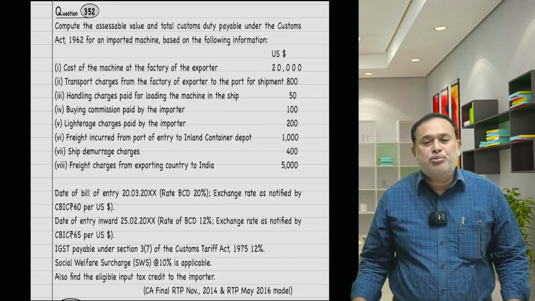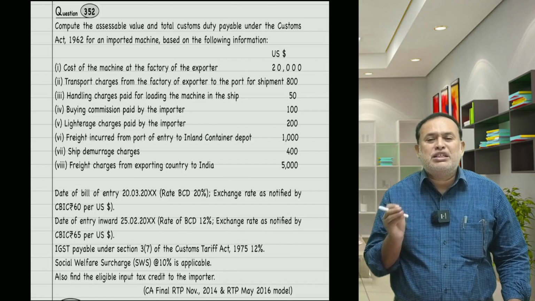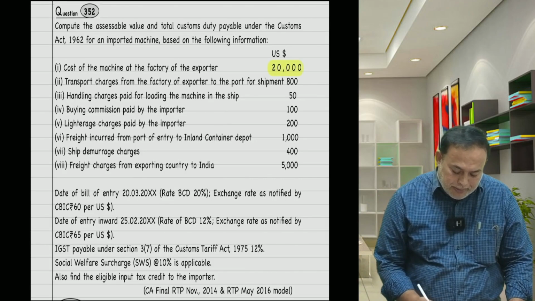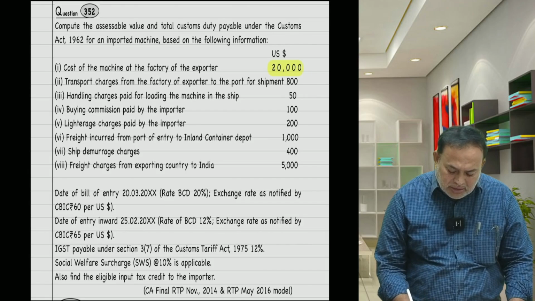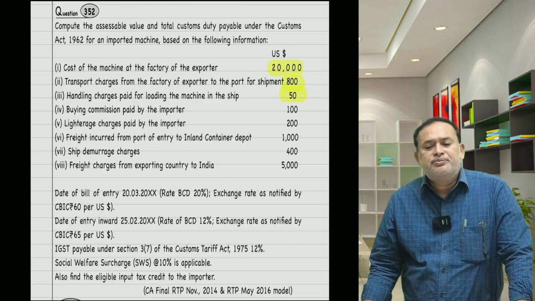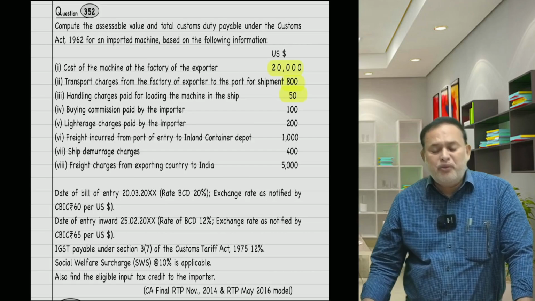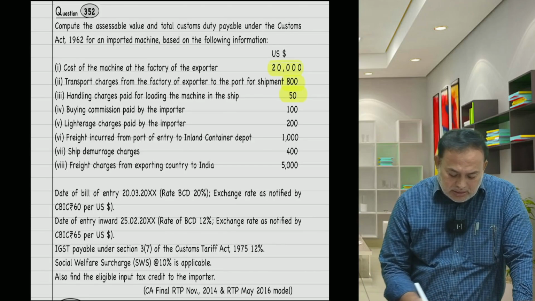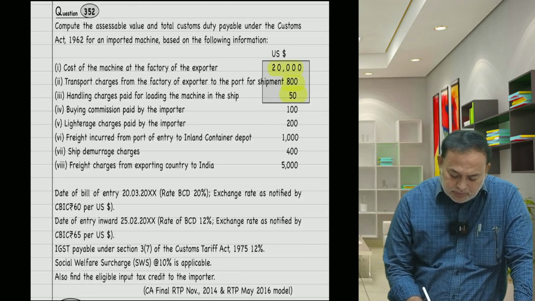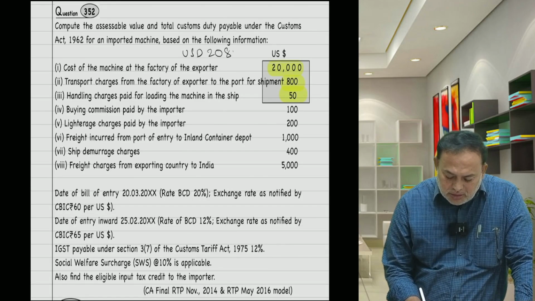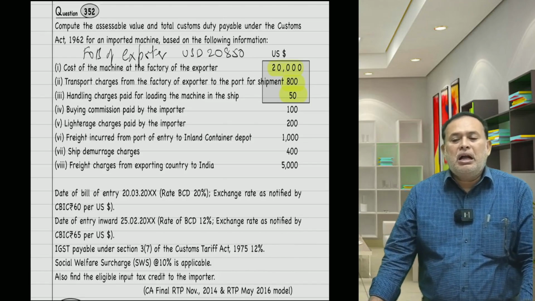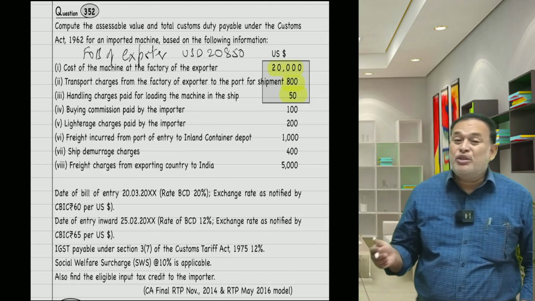How to answer this? Very, very simple, my dear friends. In the given problem, FOB value of exporter itself is not given. I have to arrive at it. So this $20,000 plus transport charges from the factory of exporter to the port of shipment, $800, plus handling charges, $50. The sum of these three is nothing but FOB value of exporter, which is USD 20,850. I have to add rule number 10(1) expenditure to arrive at the FOB value of customs.